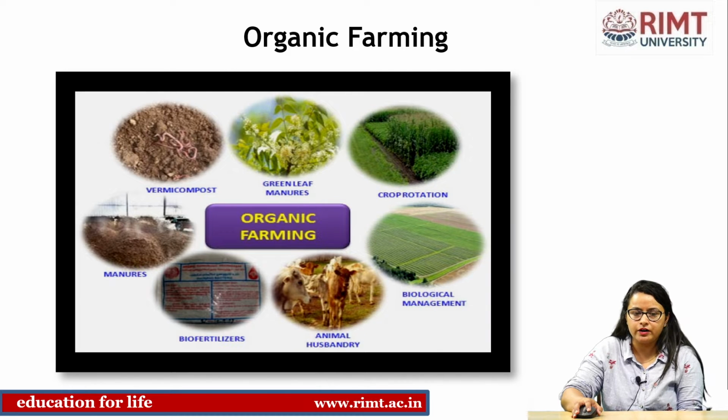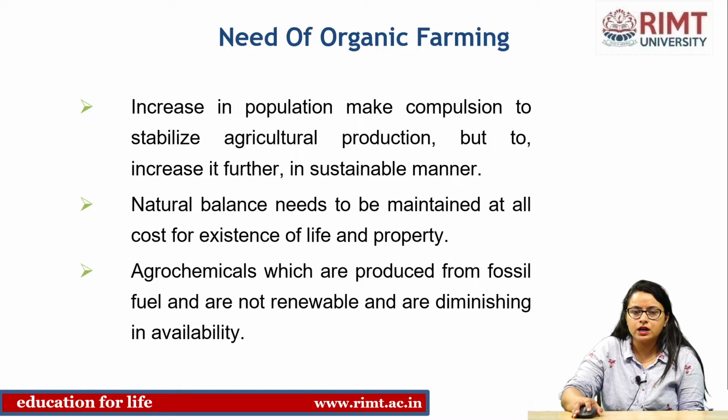Organic farming is also related to vermicompost, green leaf manuring, and crop rotation. We use crop rotation like rice, wheat, and their intercropping with pulse crops, biological management, animal husbandry, biofertilizers, and use of manures. And what is the need of organic farming?